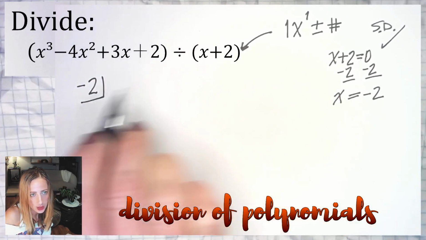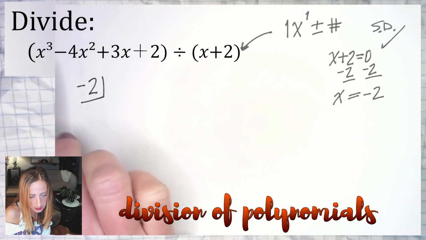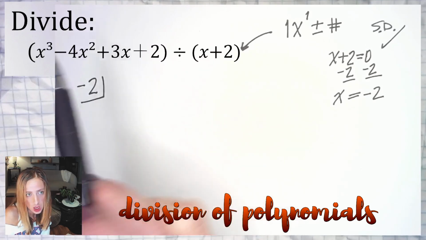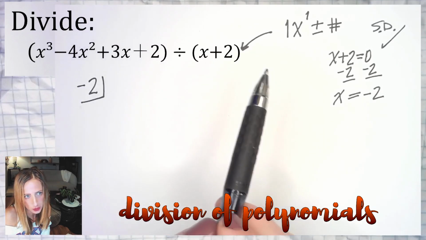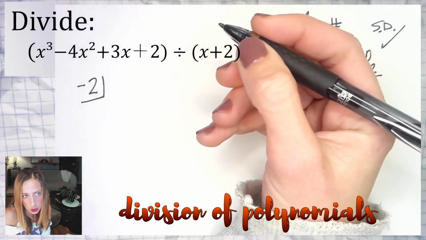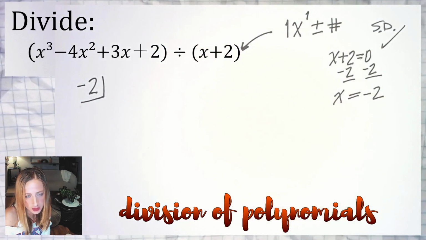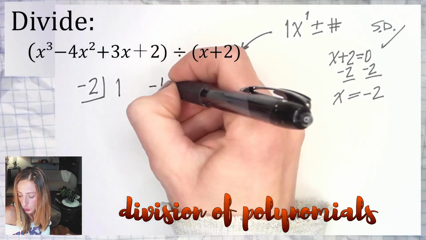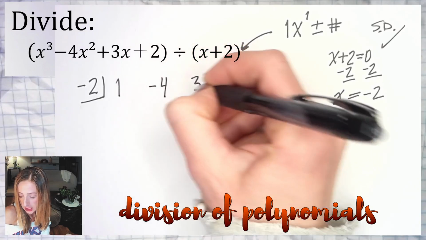Then going across, taking into consideration any necessary placeholders, I'm going to write out my coefficients. So cubed, second power, first power, constant, I have everything accounted for from my largest power. So what I'm going to do is start writing everything out. I got a 1, negative 4, 3, and 2.